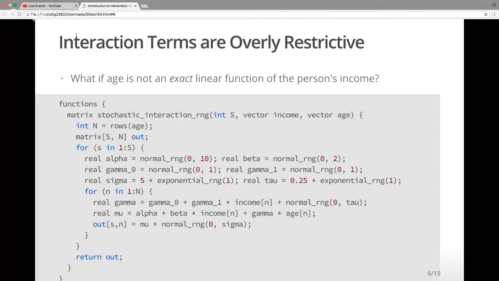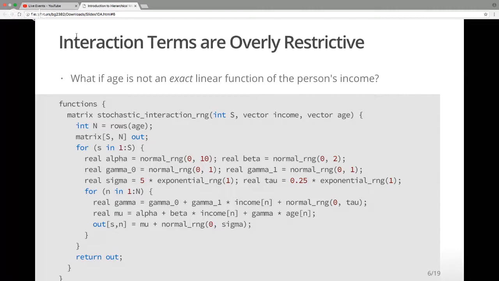Then, okay, we have the gamma for the nth person. We construct the mu for the nth person: alpha plus beta times the nth person's income, plus their gamma times their age. That gives us mu. To mu, we can add a measurement error with standard deviation sigma, and now we have drawn from the prior predictive distribution of whatever this outcome is.